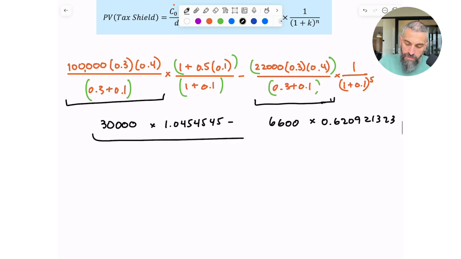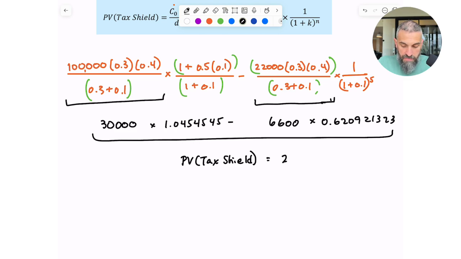Now, so you put all of this together, you should get a present value of your tax shield equal to $27,265.56.